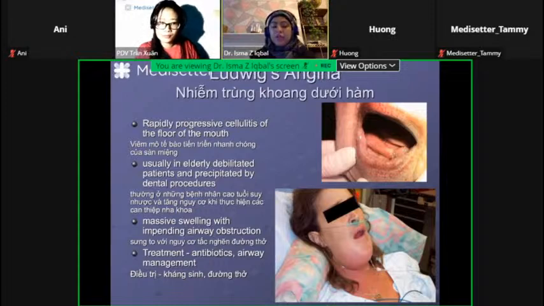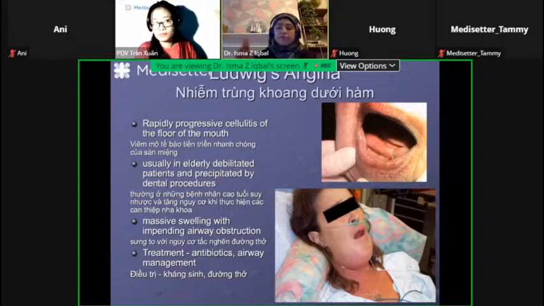So you would give this patient IV antibiotics, and you would secure the airway. In this situation, most likely with an orotracheal intubation.